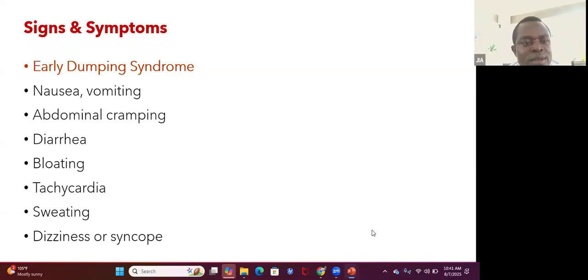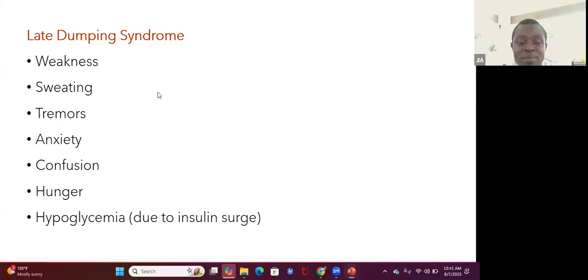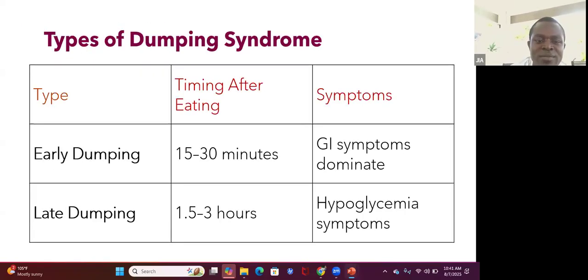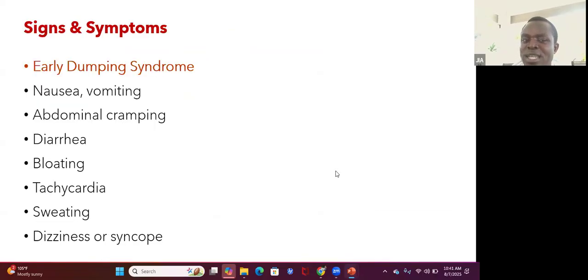Now let's look at late signs of dumping syndrome. You have weakness, sweating. So you see, for the late signs, at least try and picture hypoglycemia. This is also one trick. If you know your signs of hypoglycemia, just throw away everything and associate it with the late signs of dumping syndrome. You remember we said it already: the late one is usually hypoglycemia symptoms, and the earlier ones are the GI symptoms. So let that trick guide you.